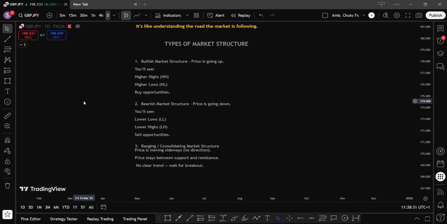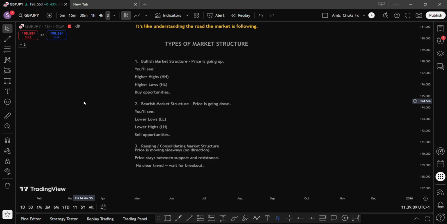The third one I have here is ranging or consolidating market structure. This is when price is going sideways. It's not going up, it's not going down. There is no direction. That's why we say price is ranging. At this particular level, price goes between a support and a resistance level. Price goes from a level to a level, it's not going above, it's not going below, it's just within a level. At that time, there is no clear trend. So the best thing is to wait for price to break, either to the upside or to the downside, then you know that price now has a direction.